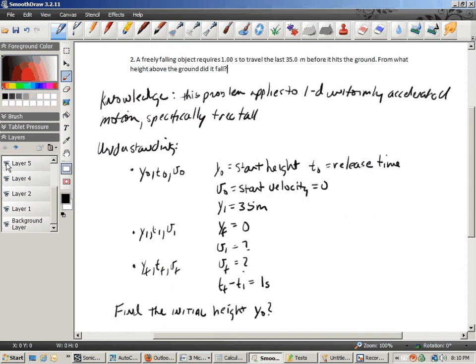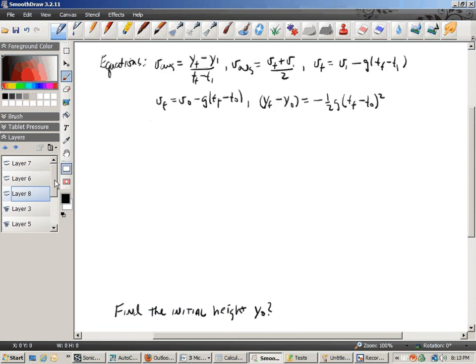What is our unknown? We're asked to find the height above ground. We want y0. Okay, let's enumerate the possible equations that will come into play with this particular problem. We have, of course, the standard equation V average, yf minus y1 over tf minus t1, which is immediately calculatable. We have V average is equal to the final velocity plus the initial velocity over 2.